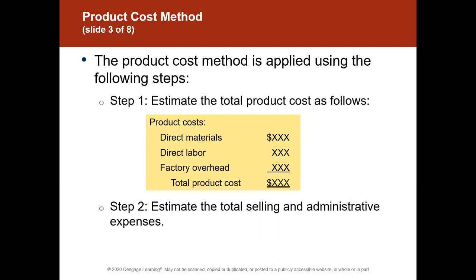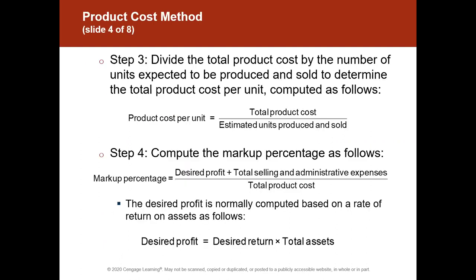So the first thing you have to do is estimate the total product cost. That's going to be our direct materials, direct labor, and factory overhead. That'll be our total product cost. Then we have to estimate the total selling and administrative expenses. Once we have the total cost, we divide that by the estimated units to be sold. That gives us a product cost per unit.